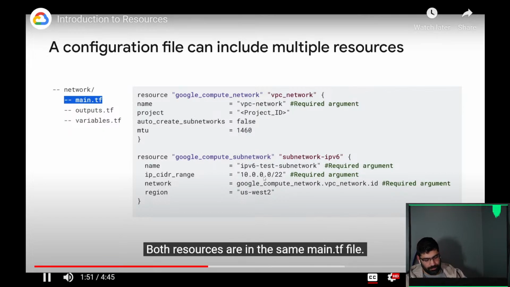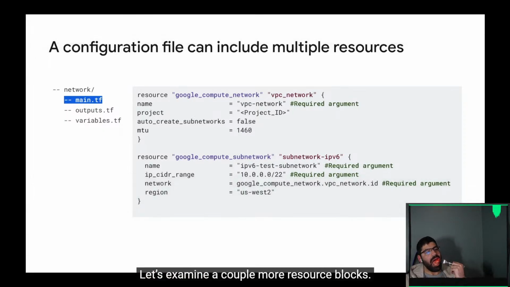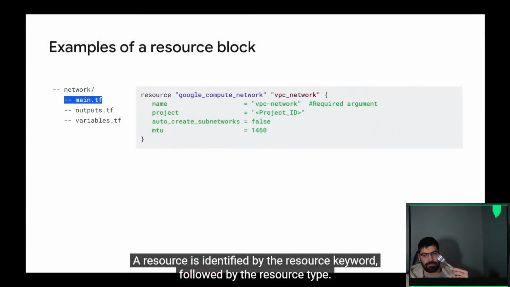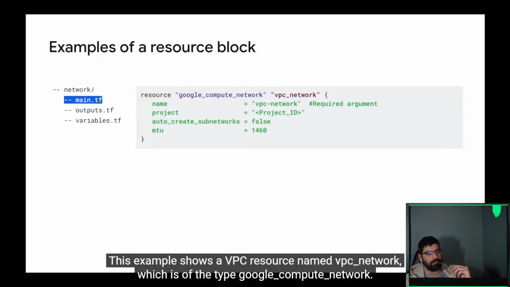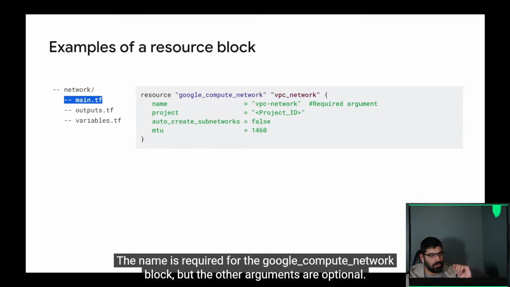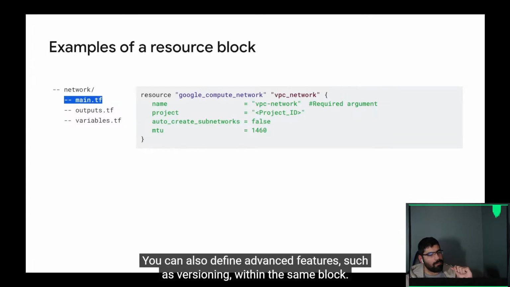Both resources are in the same main.tf file. Let's examine a couple more resource blocks. A resource is identified by the resource keyword, followed by the resource type. This example shows a VPC resource named VPC_network, which is of the type google_compute_network. The name is required for the google_compute_network block, but other arguments are optional. You can also define advanced features such as versioning within the same block.